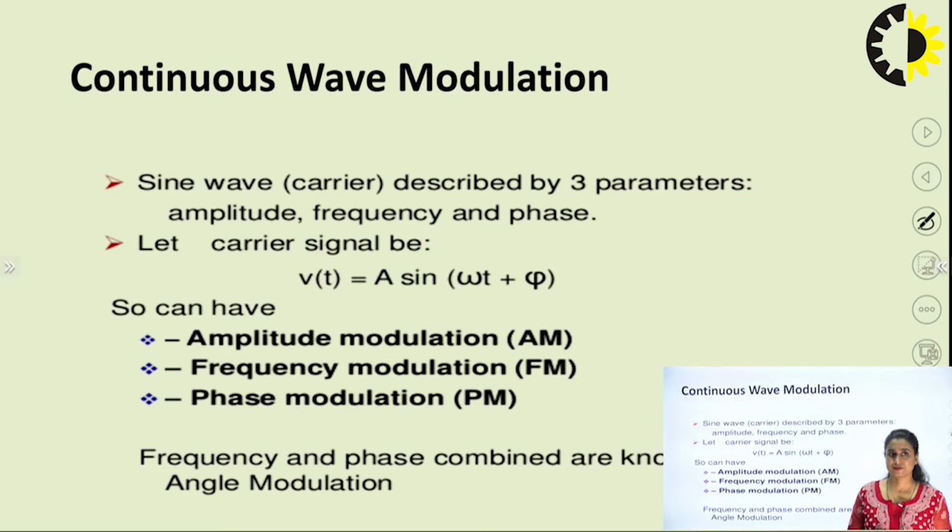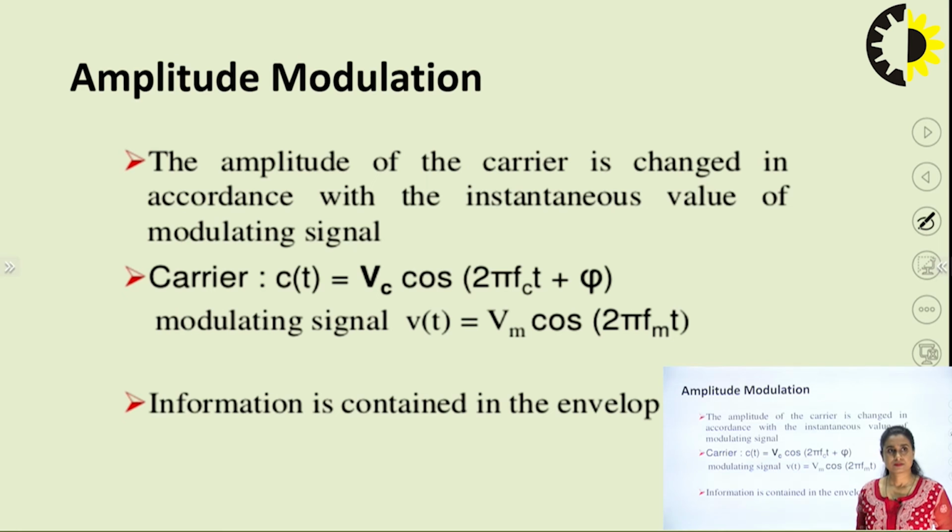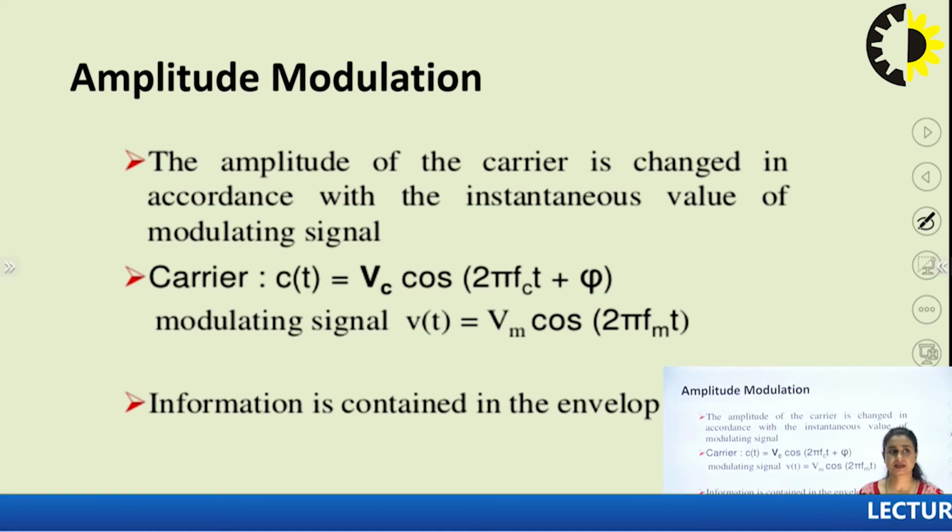What is continuous wave modulation or analog modulation? A sine wave carrier is described by three parameters: amplitude, frequency and phase. Frequency and phase modulations are combinedly known as angle modulation, as discussed before. Now let's start with amplitude modulation. What is amplitude modulation? Here the amplitude of my carrier wave is altered in accordance with the instantaneous value of my modulating signal, or message signal, or the information signal.